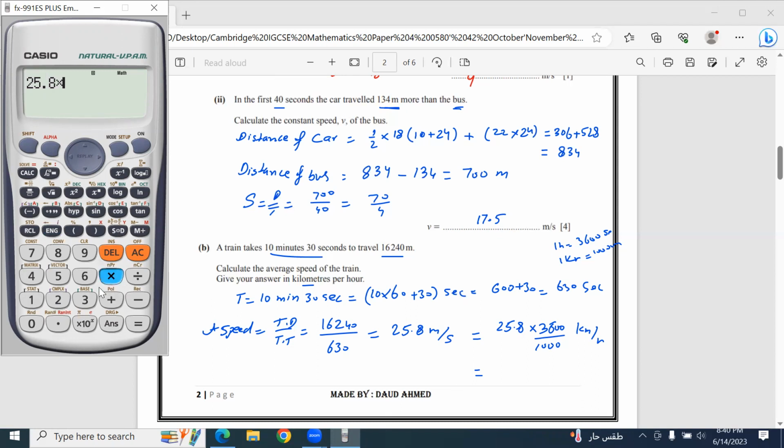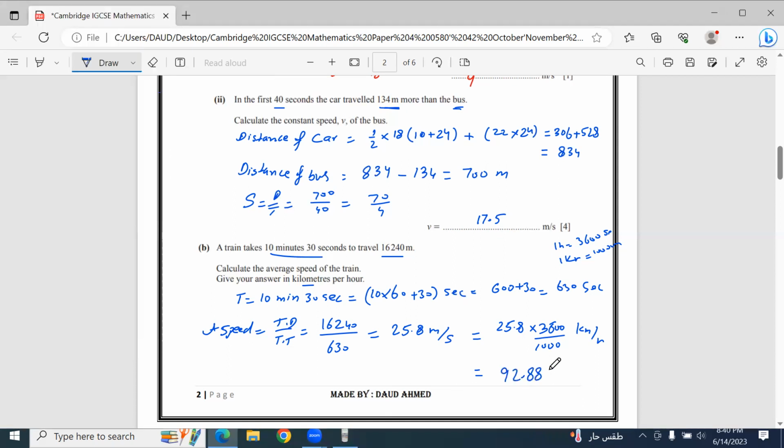25.8 multiplied by 3,600, divided by 1,000, is equal to 92.88. We can say 92.88 kilometers per hour. I hope you understand. We move to the next question.